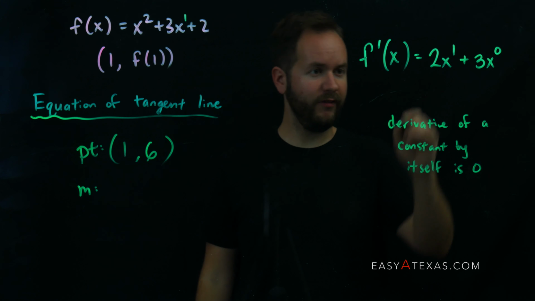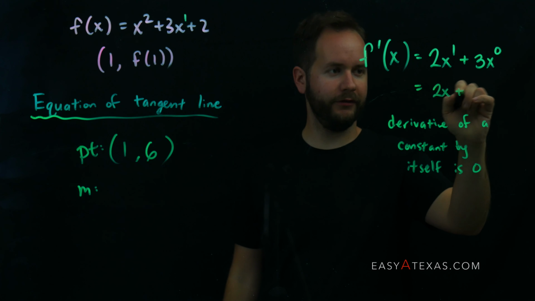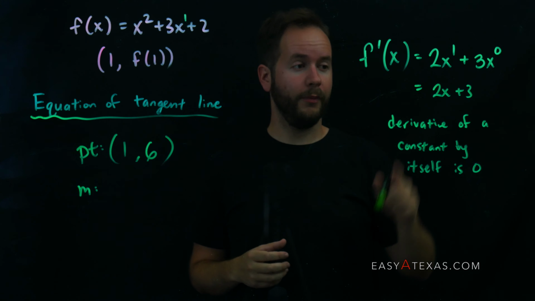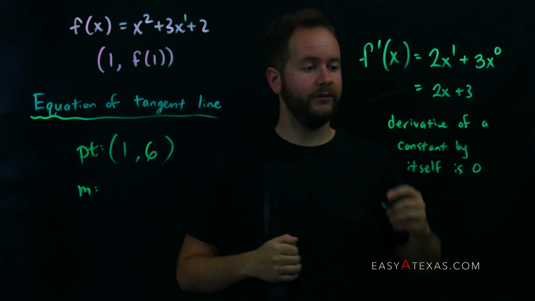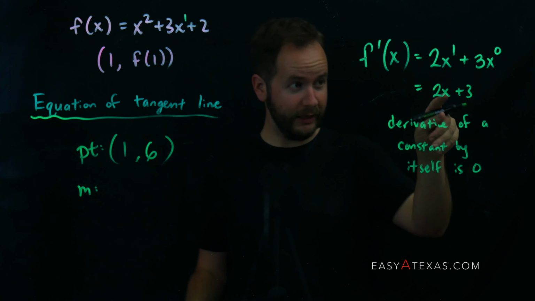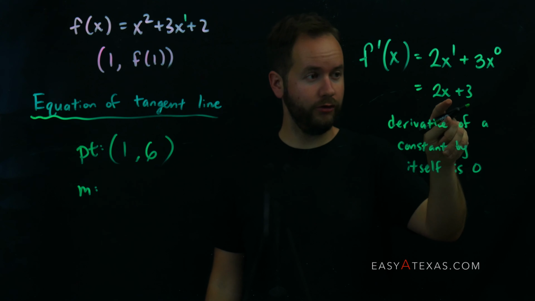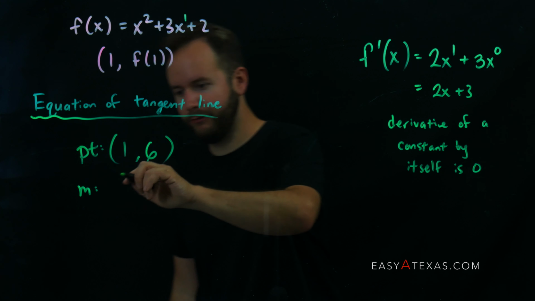So this is the derivative. I'm going to clean it up a bit and call it 2x plus 3. And now derivative and slope are synonymous. So what that means is we're going to take the x value of 1, plug it into our derivative. 2 times 1 is 2, plus 3 is 5, and that gives me my slope.